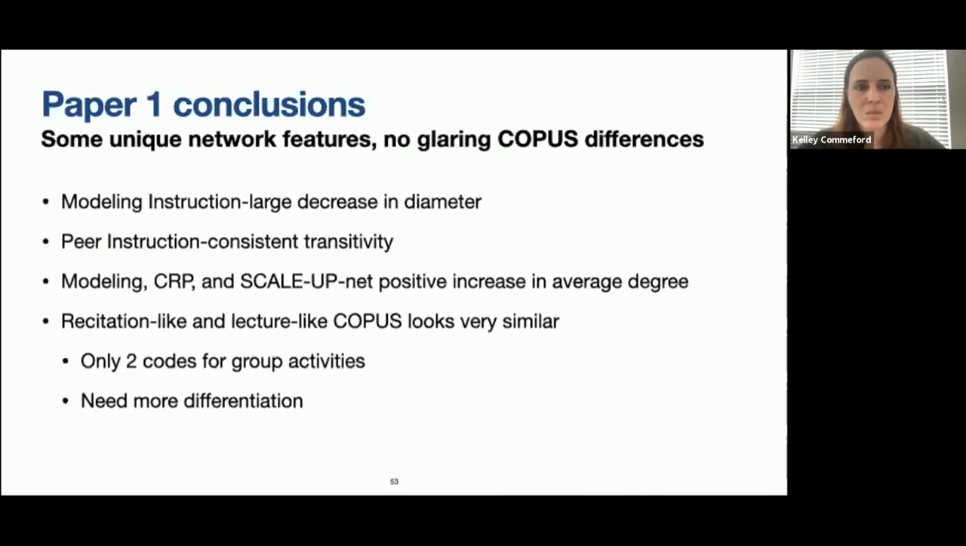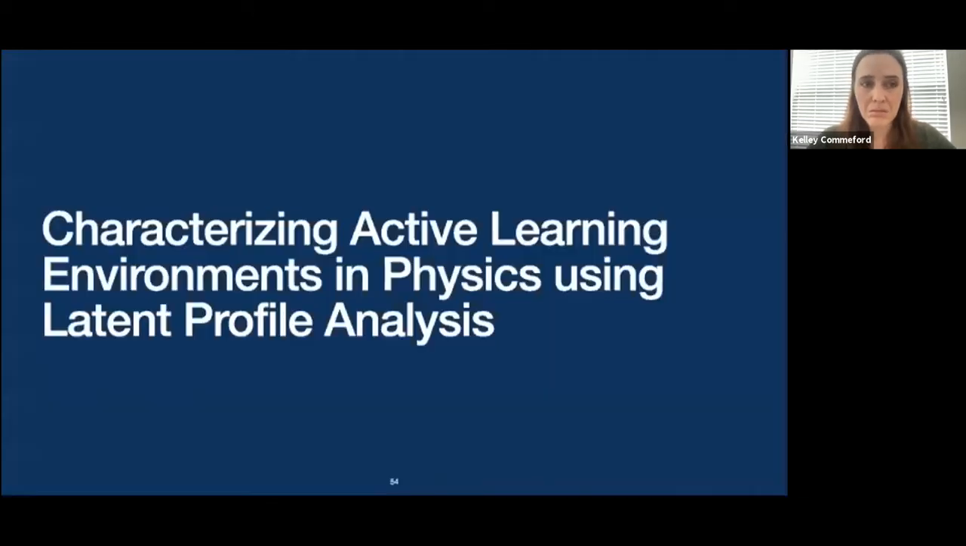And we think that's largely because there's only 2 codes for group activities. You're either working in a group on a worksheet, or you're working in a group without a worksheet. So we really need more differentiation with our observation protocols going forward. So we couldn't see differences in COPUS this way. So let's try a different way.